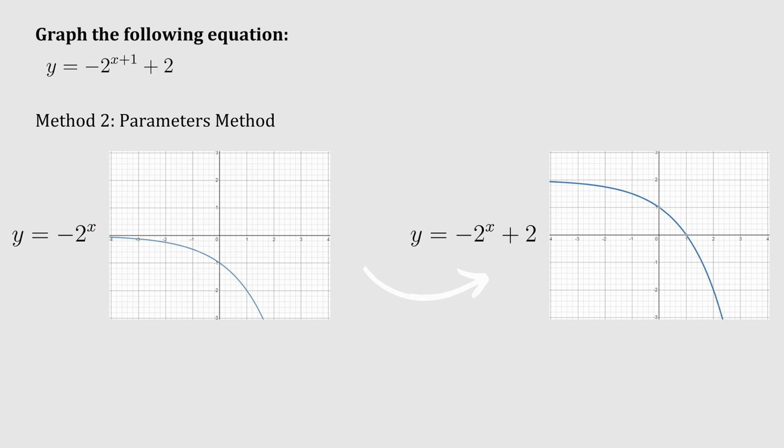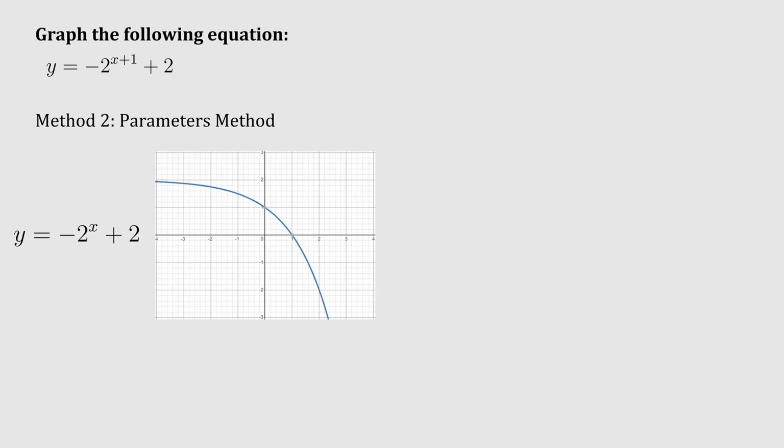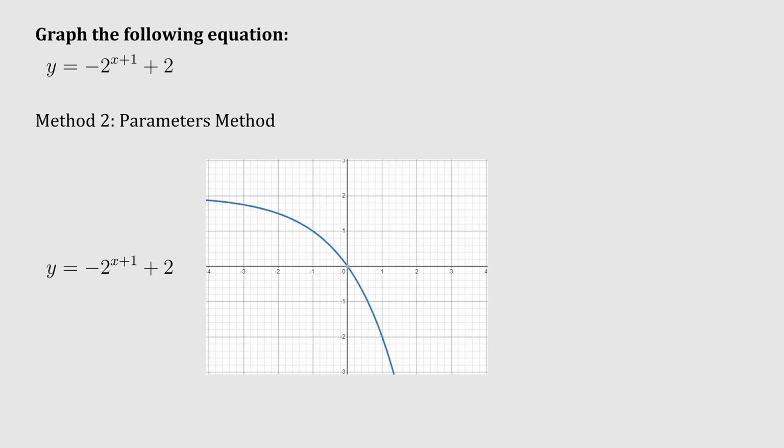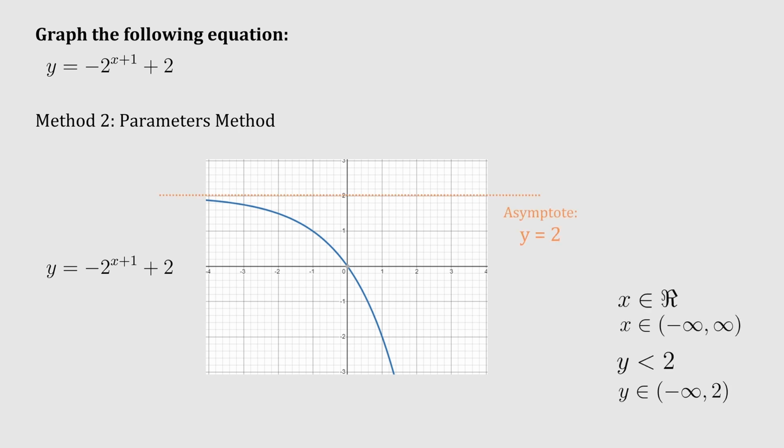Now our equation will take its final form. The plus 1 next to the x in the exponent means that the graph shifts 1 unit to the left. If it was x minus 2, then the graph will shift 2 units to the right. Because our previous graph cut the x-axis at 1, and now it has to shift 1 to the left, the final equation goes through the origin, or coordinate 0, 0. Don't forget about your asymptote, which is at y equals 2. The domain is all real numbers because x can be anything, and your range is less than 2 because y can be anything, as long as it's less than 2.